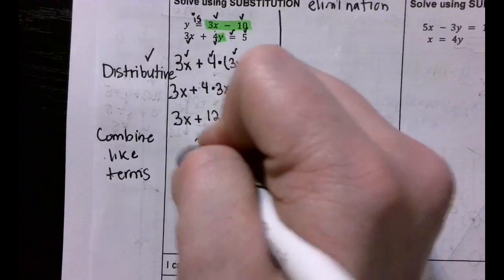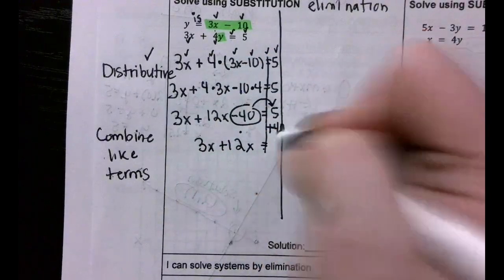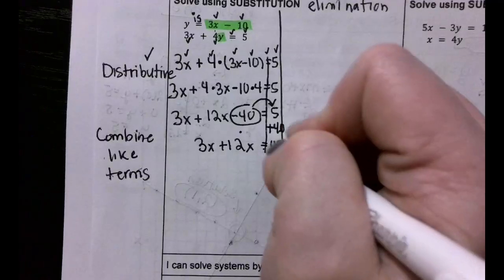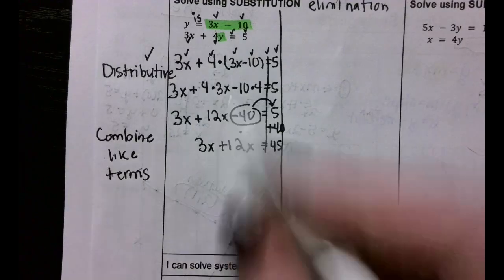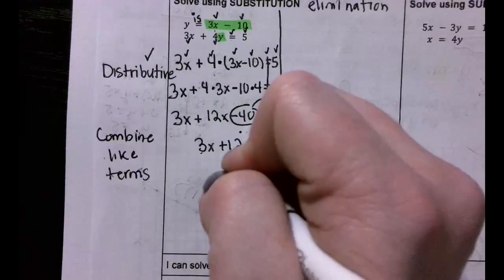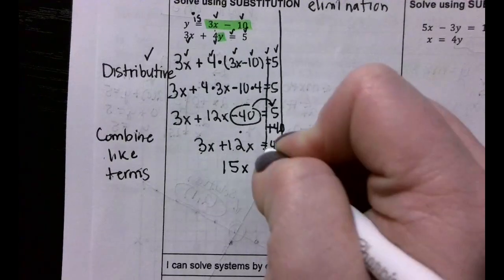So, I'm going to leave my 3x plus 12x here and deal with them later. And then 5 plus 40 is 45. So now my constants are combined. I got to get my variables all together though. 12 plus 3 is 15. Bring down that x, don't forget them. And I got my 45.